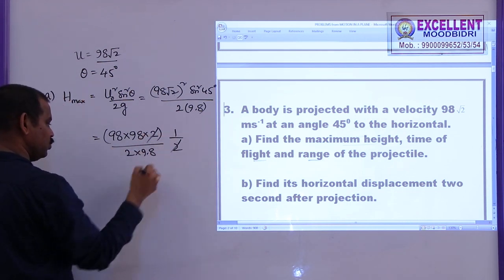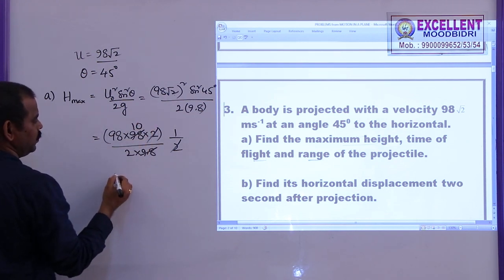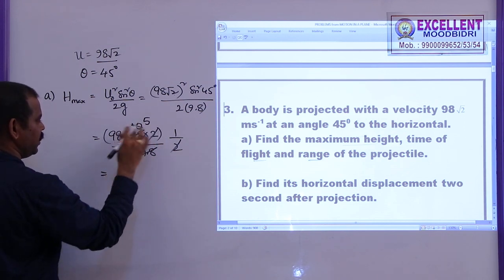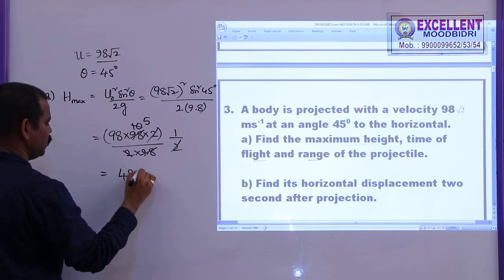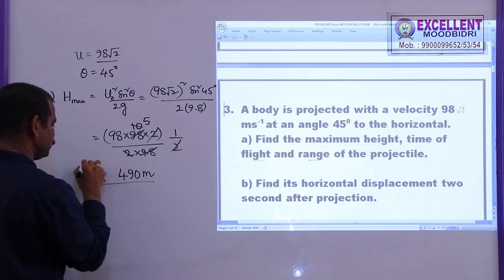This 2 and 2 get cancelled. 9.8 into 10 gives 98, so 98 into 5, which is 490. So this is 490 meters. So this is the maximum height in this case.